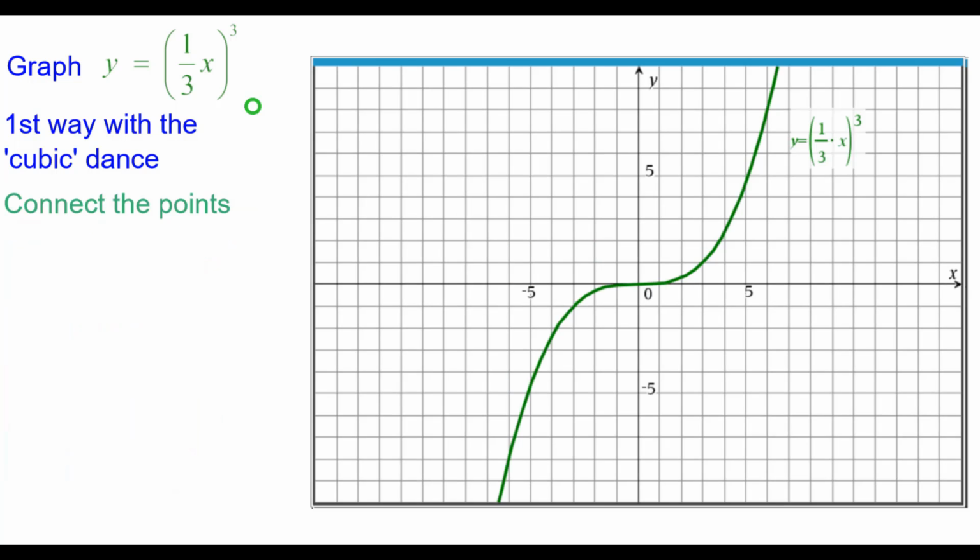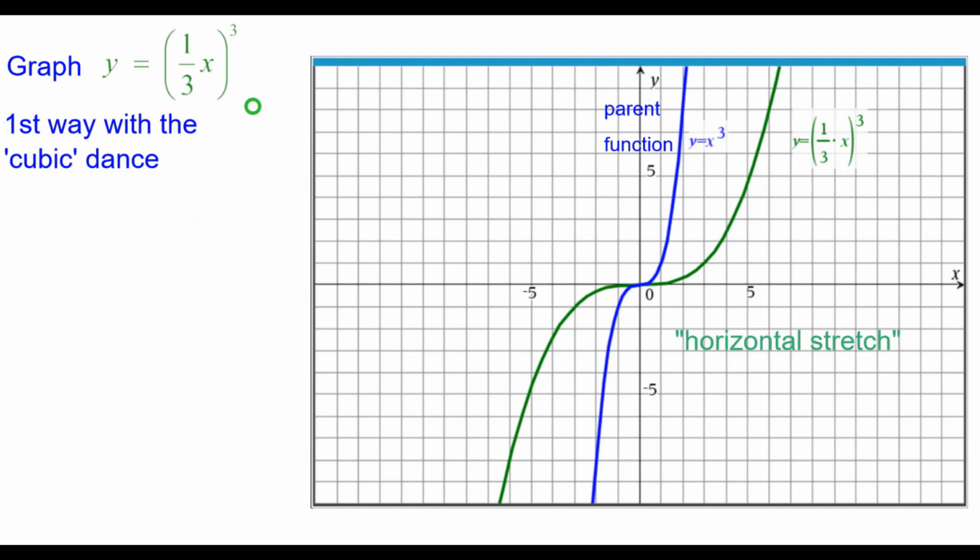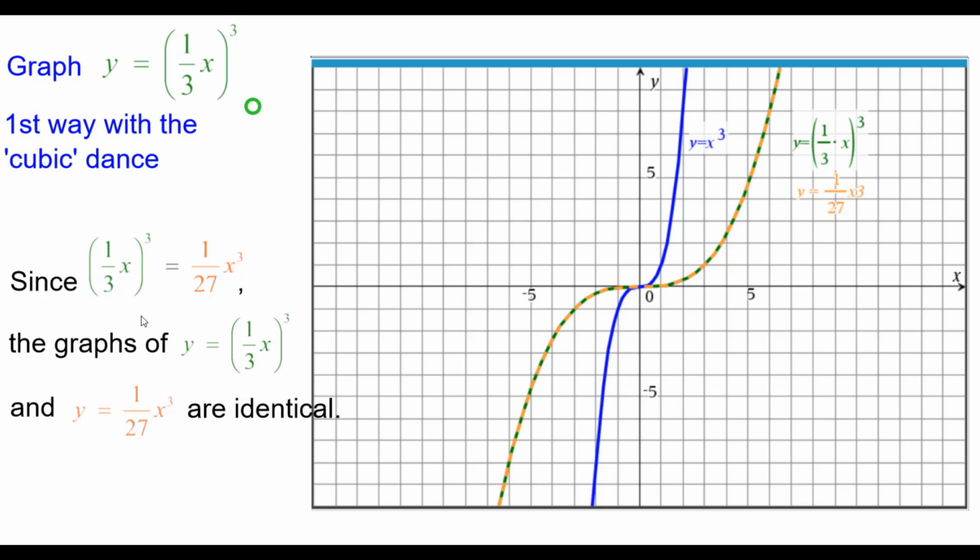Connect the points and compare it to y equals x cubed, and you can see again we have a horizontal stretch from blue to green. I also like to point out the quantity of 1/3 x cubed is exactly the same as 1/27 x cubed, so these green and orange graphs are identical.